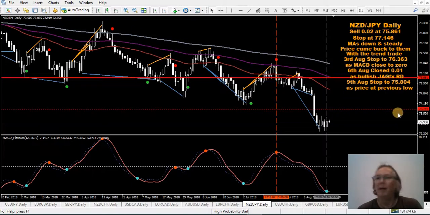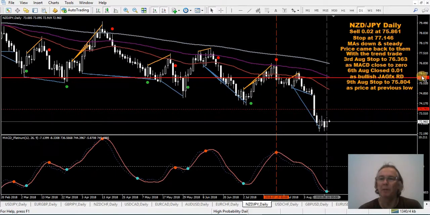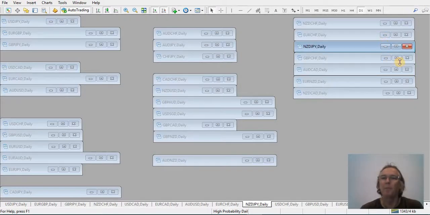New Zealand, Japanese yen. In a sell here this morning, there's a new blue dot on the MACD platinum. All I've done is move my stop down to 73.793. So just locking in a bit of profit on that sell trade. No buy trades yet, as there's no indication of a QMP dot. So New Zealand yen, just moved the stop down on the sell.